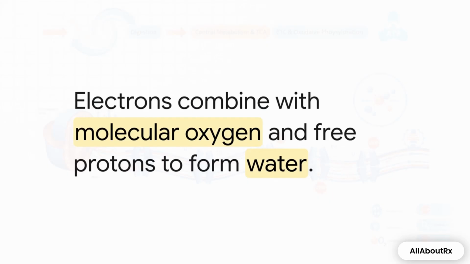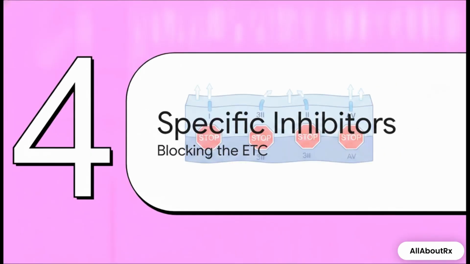Now, complex IV, or cytochrome A plus A3 oxidase, is super unique. It contains copper atoms and is literally the only carrier whose heme iron reacts directly with molecular oxygen. It combines electrons, O2, and free hydrogen to form water. Because of this, the ETC is actually our body's primary oxygen consumer. Crazy, right? On to Section 4, Site-Specific Inhibitors.